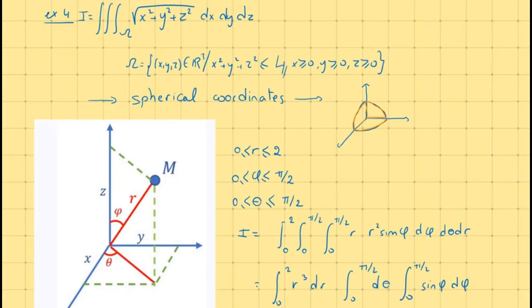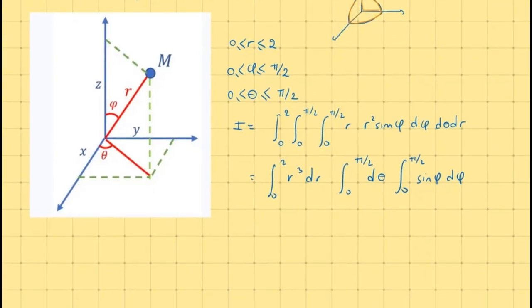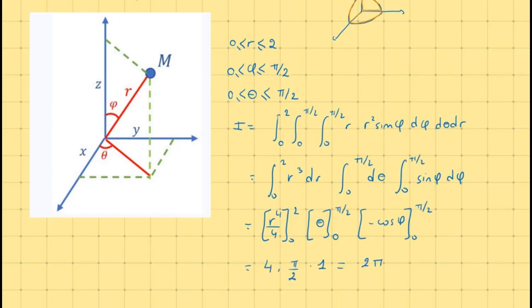So I have finally the integral of r³ between 0 and 2, integral of 1 dθ between 0 and pi over 2, and the integral of sine phi between 0 and pi over 2. In fact, I'm able here to separate the three integrals because the function is separable. It's a function in r times a function in theta, which is 1 in this case, times a function in phi, and also because the boundaries are constants. So now all I have to do is to make some calculations. That's r⁴ over 4 between 0 and 2, theta between 0 and pi over 2, and then minus cosine phi between 0 and pi over 2, and the answer will be in this case 2 pi.